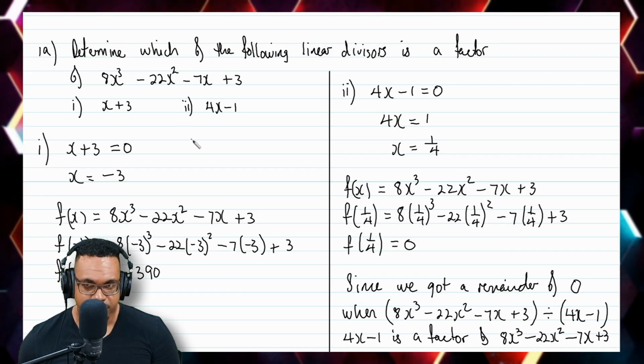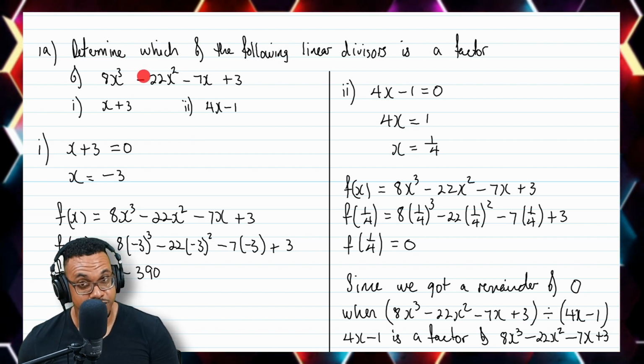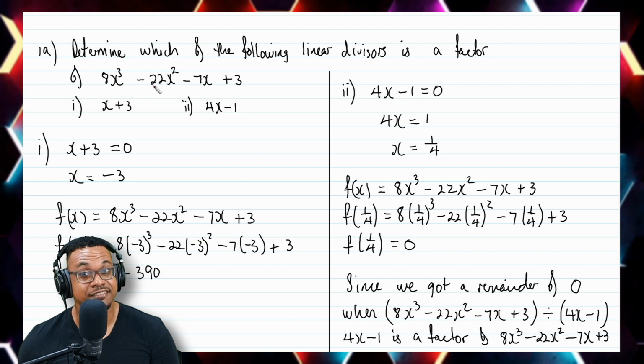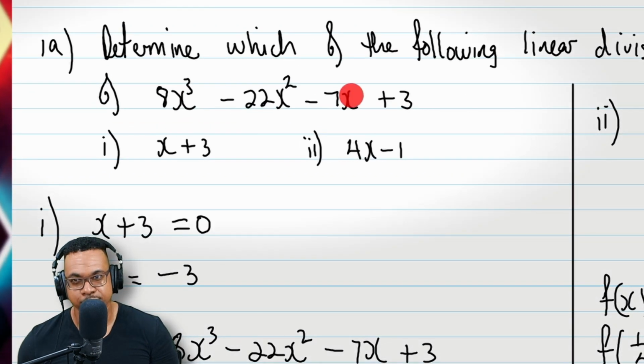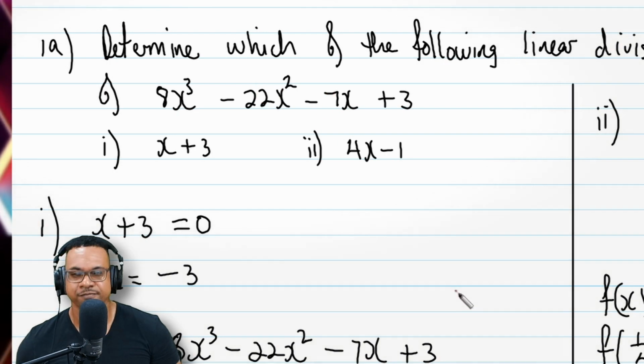3. Now part B of this question is to factorize this polynomial here, and the only way to factorize this polynomial is if you're going to divide it by a factor. So we're going to divide this polynomial by 4x take away 1 so that we can factorize it, because 4x take away 1 is a factor of this polynomial.